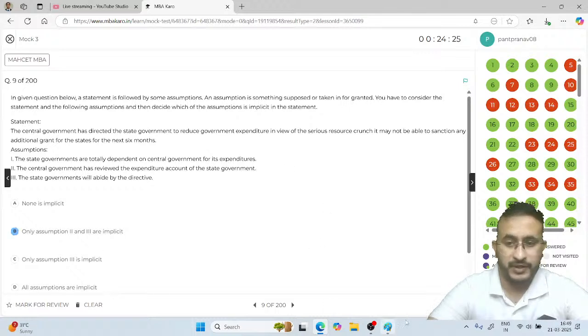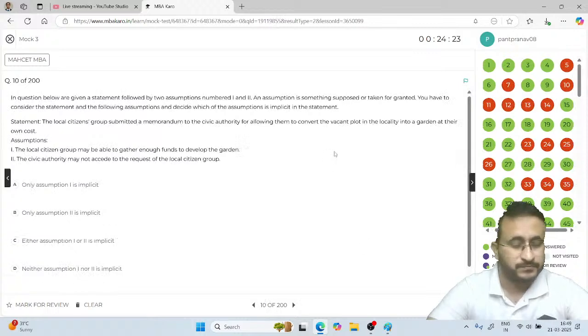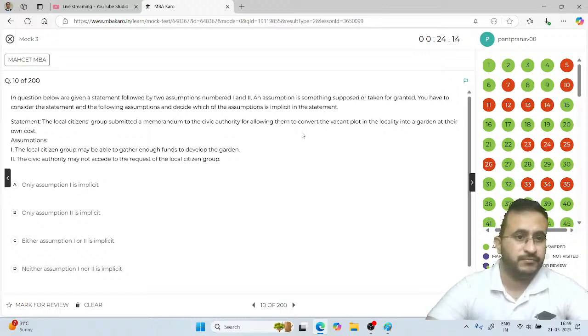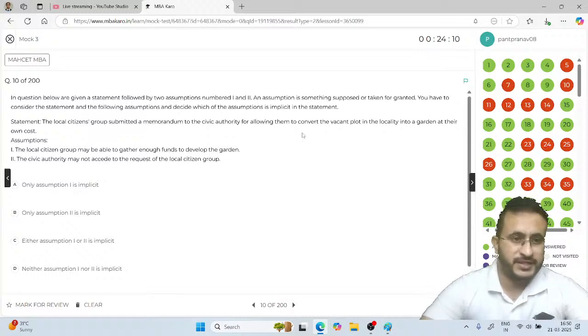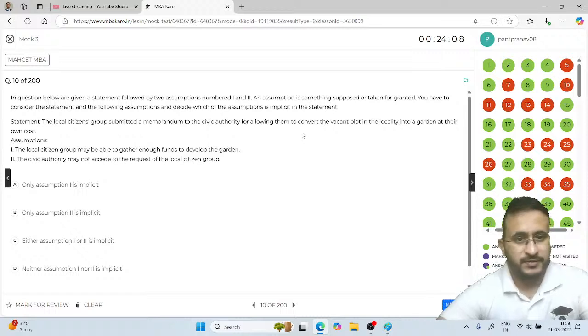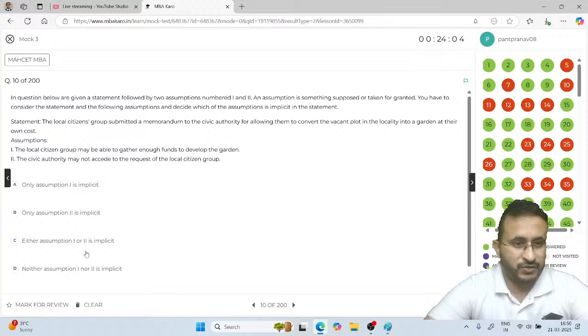2 and 3 look. Vacant plot to garden. Funds can't say. Second also looks.